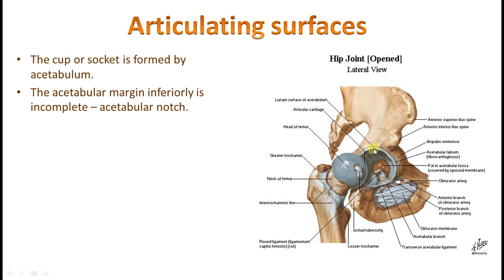The acetabulum, if you look inferiorly, is not complete. It shows a notch which is called the acetabular notch. The articulating surface of the acetabulum is called the lunate surface, which is smooth and lined by articular cartilage. The notch or the gap is bridged by a ligament, the transverse acetabular ligament, and that is also lined by articular cartilage. So that also forms an articulating surface.